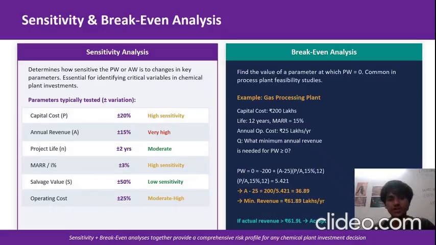The second part is the break-even analysis, which is used to determine the minimum conditions required for a project to be viable. In this example, we are solving for the minimum annual revenue such that the present worth becomes zero. When the present worth becomes zero, the project is neither making profit nor loss. This is called the break-even point. From the calculations, we find that the minimum revenue required is around 61.9 lakhs per year. So if the actual revenue is higher than this value, the project is profitable. Otherwise, it's not. Together, sensitivity and break-even analysis provide a deeper understanding of risk and help in making more robust and informed decisions.